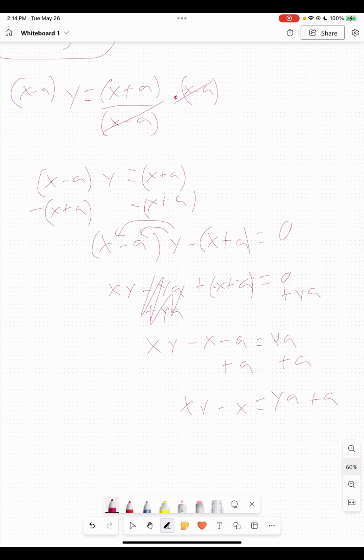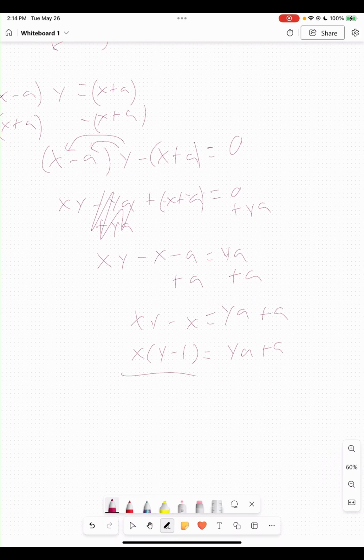I can then pull an x out of this, right? Everything on this side of the equation is now divisible by x, times y minus 1 equals ya plus a. And then to get this x by itself, divide both sides by y minus 1. And I get x equals ya plus a over y minus 1. That's the answer.